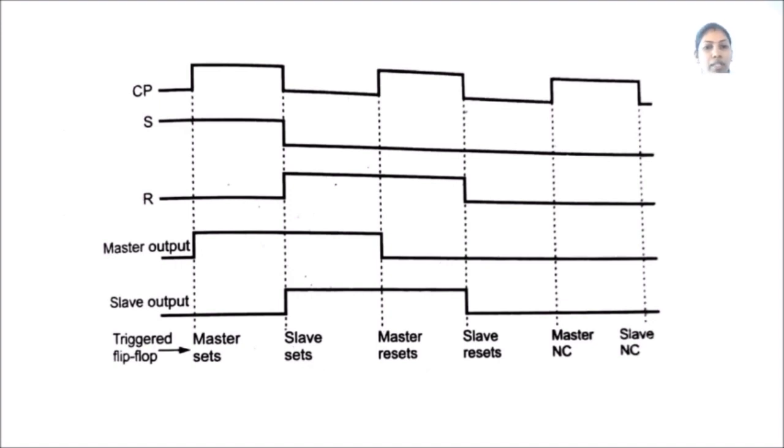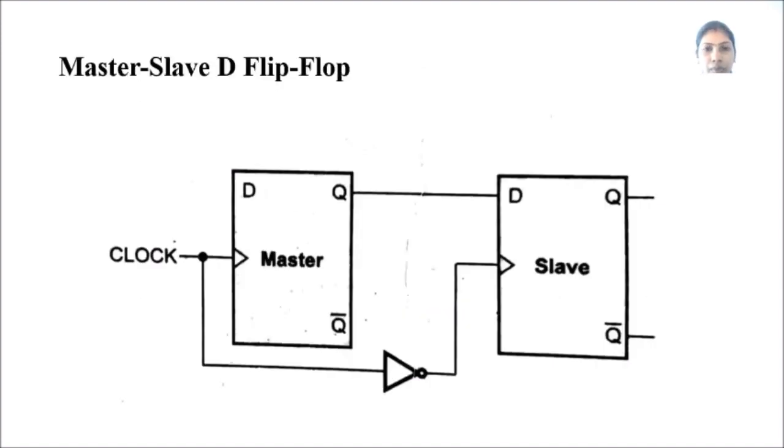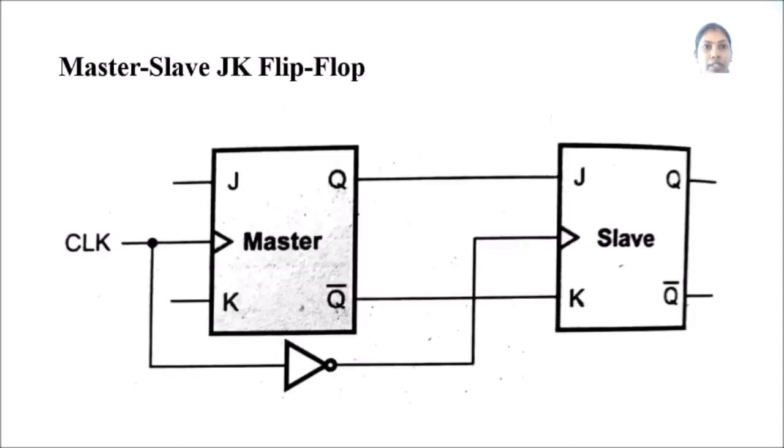Once the master is reset, the slave also is reset. If the master is in no change condition, the slave also is in no change condition. So when the master gives the command, only by observing the master, the slave will perform its function. This is the block diagram of the master slave D flip-flop and for the JK flip-flop.